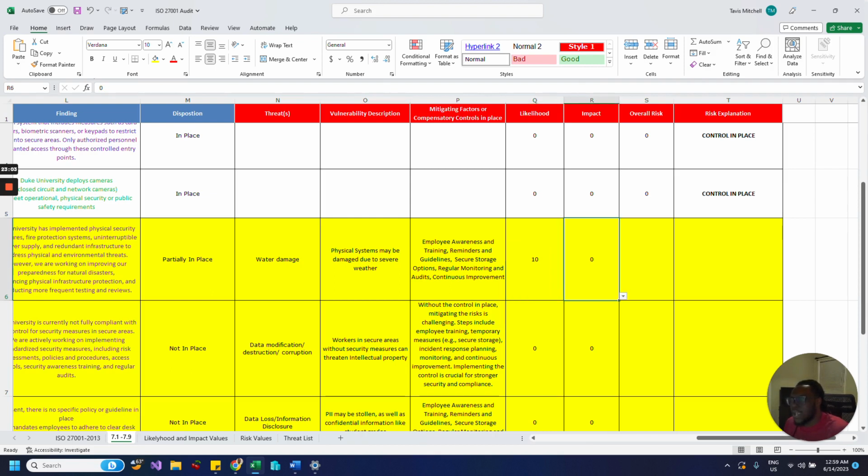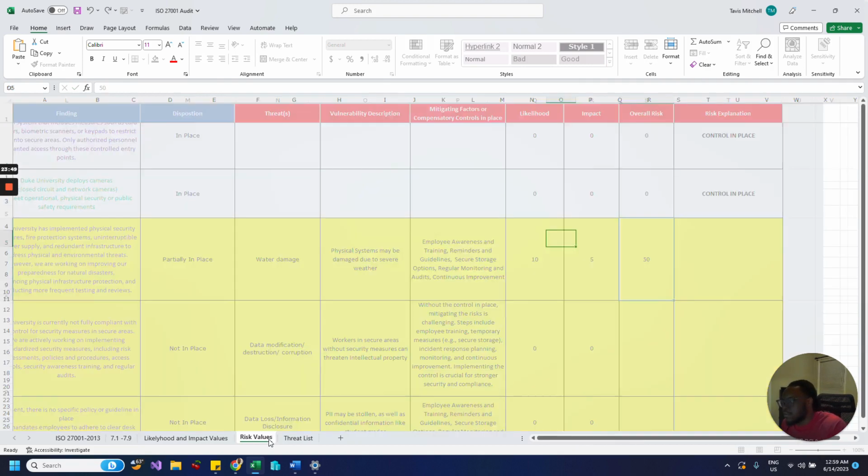The impact of that: what is the potential impact of water getting onto something severe? Now, they are mitigating that. They have secure storage options, regular monitoring and audits, and continuous improvement. So since they do have mitigation factors in place, I'm not going to grade their impact as high. Hopefully they have their servers in a place, if they have on-prem, in one of these secure storage options. So I'm going to grade that out at a 5. 10 times 5, that's 50.